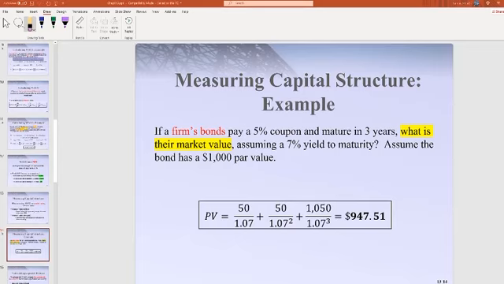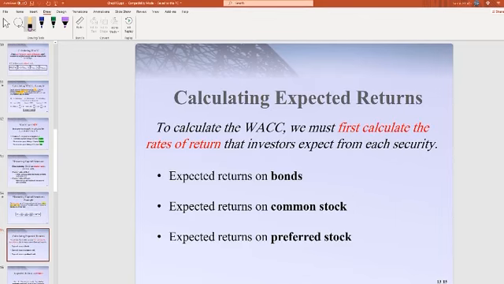Then because we are looking for the present value, we need to discount each of them, right? What was the interest rate here? 7%. So you divide by 1 plus 7% to the power of 1 for the first year, to the power of 2 for the second year, and to the power of 3 for the third year. If you do the math, the answer will be 947. So this is the value of the bond. To summarize, we know how to calculate the present value of debt. For shares, it's easy: you multiply price by number of shares.